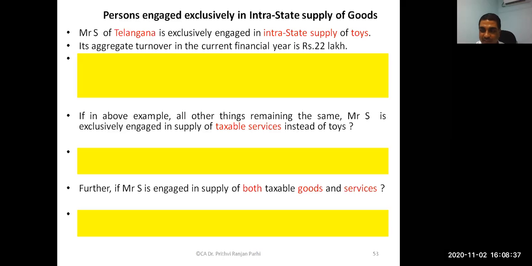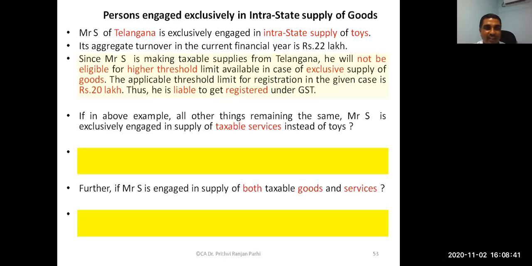We had discussed Telangana. Registration is required because it is exceeding 20 lakh. For Telangana, the higher limit of 40 lakh is not applicable. The limit is 20 lakh, so he is liable to be registered.